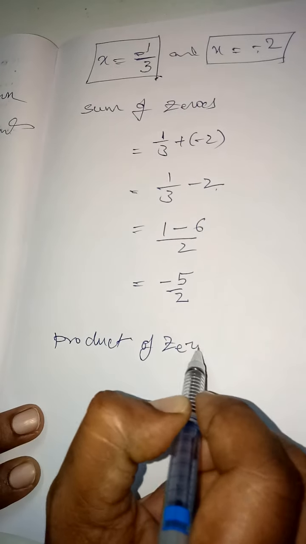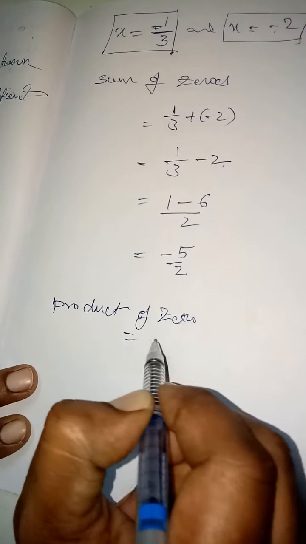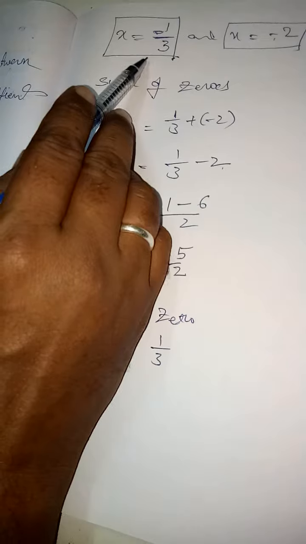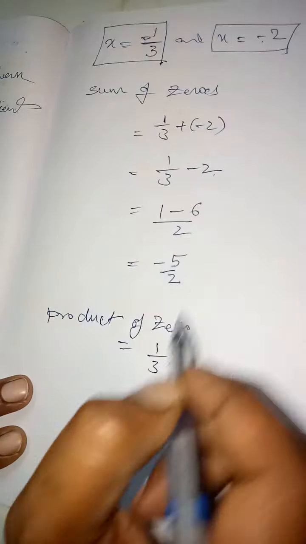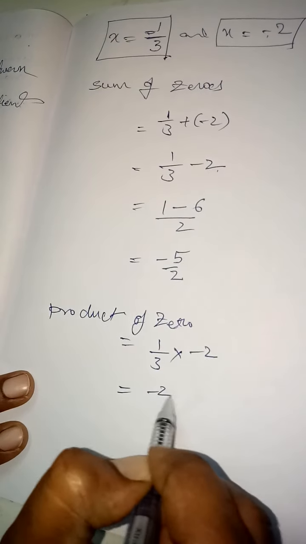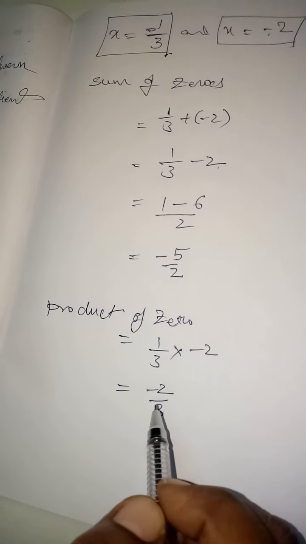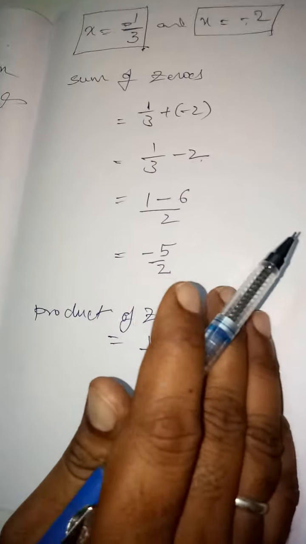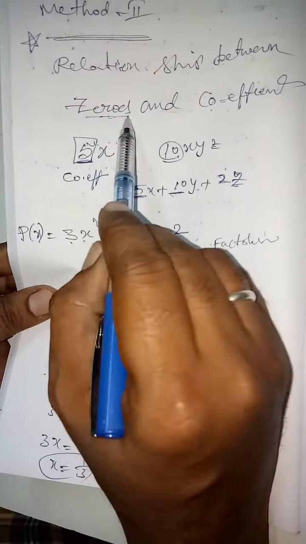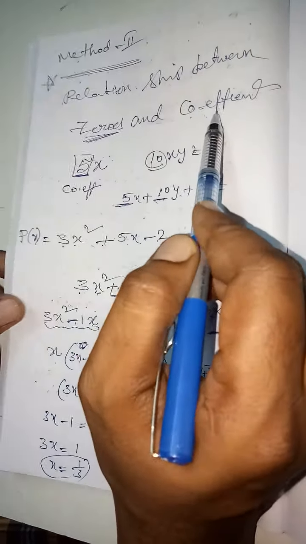Product means multiplication. What is the product here? 1 by 3 into the other zero, minus 2, means minus 2 by 3. Now I am explaining the relationship. What is the relationship between the zeros and the coefficients? Now we have only the zeros. Now what are the coefficients?